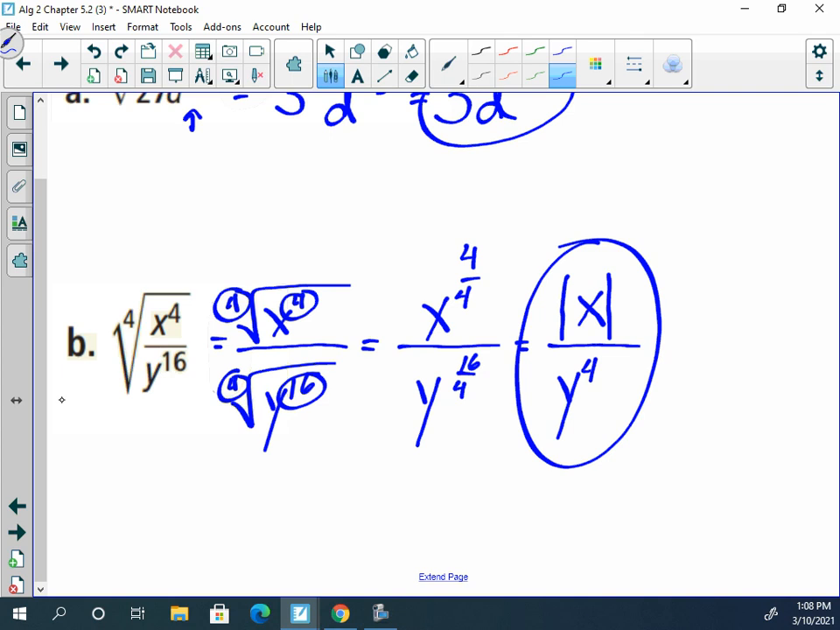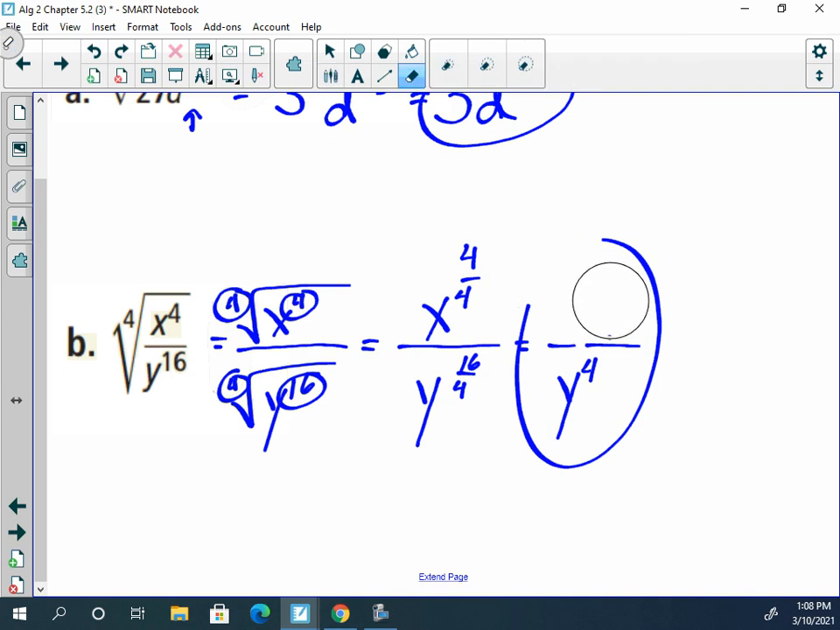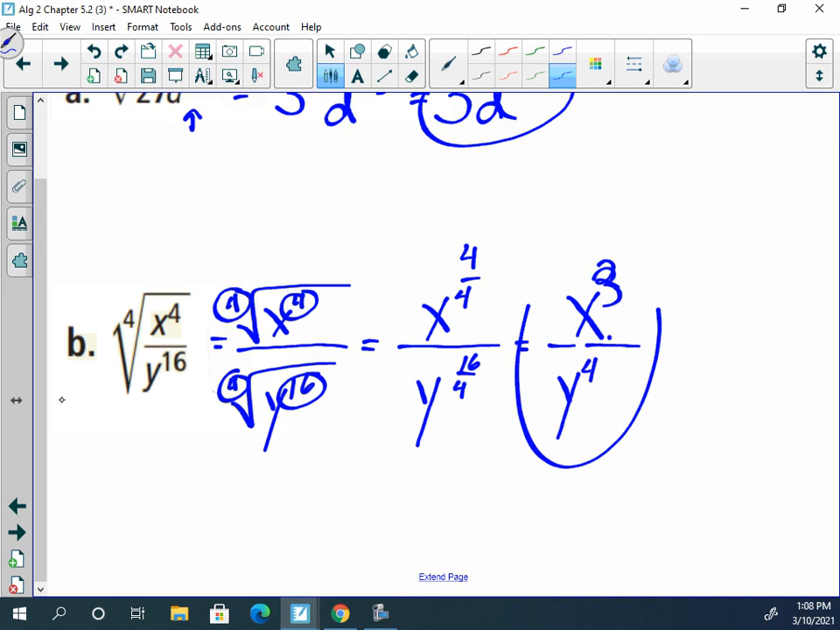Now, could it work out that we don't need any absolute values at all? Well, yes. Because if it had worked out to be x squared over y to the 4th, we don't need anything because x squared has an even exponent, y to the 4th has an even exponent. So we don't need the absolute values. Now, even if it had been x to the 3rd, we still need absolute values. It's any odd exponent they're going to do this on. Questions on this here?